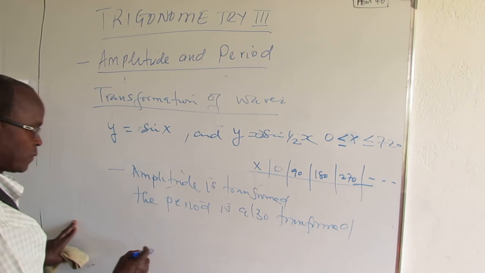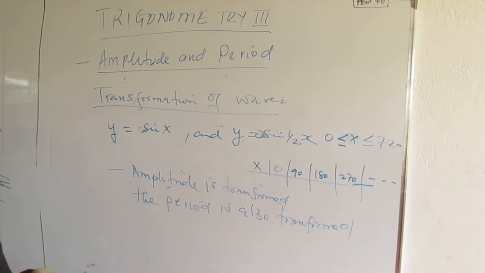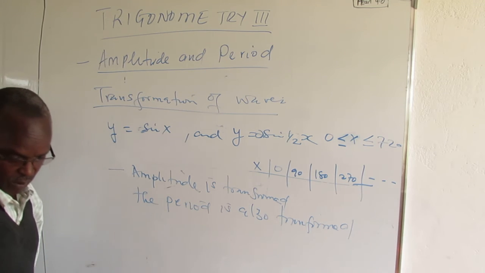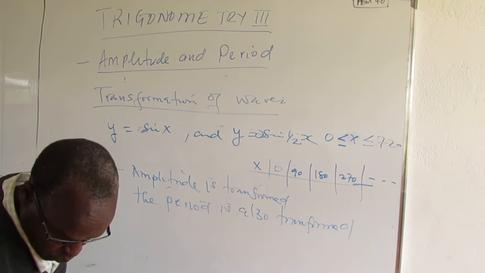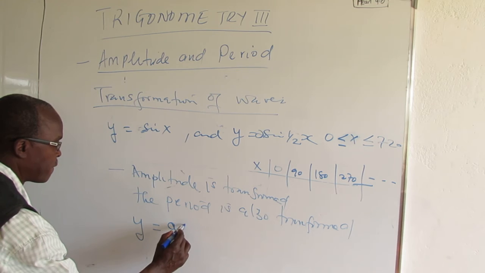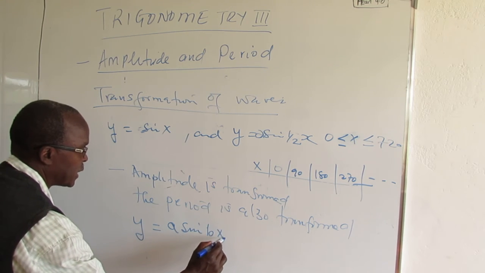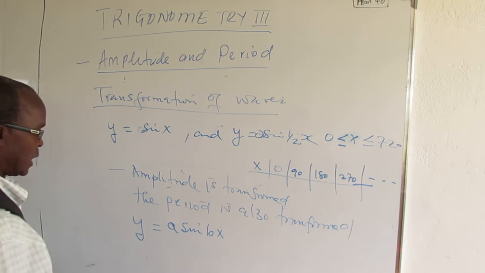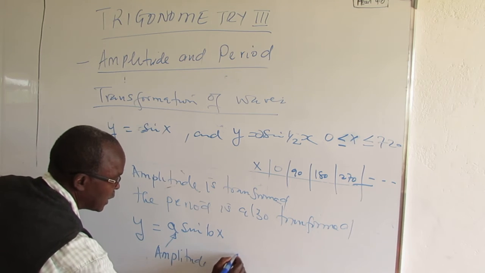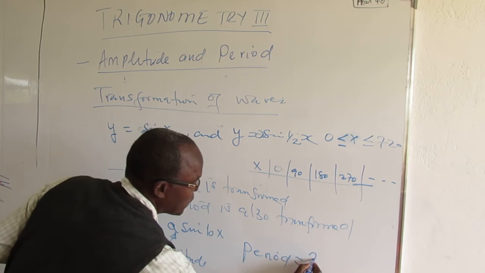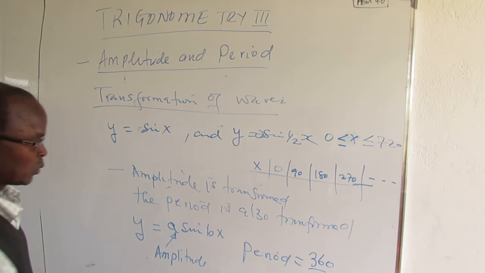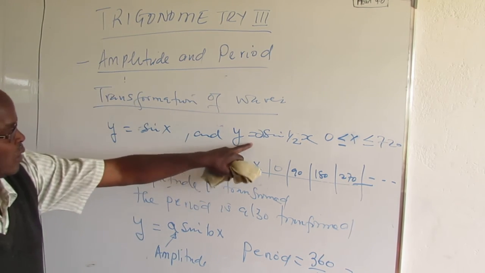So we say the period is when the graph starts at a certain point and then starts repeating itself at that point. Then you say you have got the period of that graph. And from the graph you can write a general formula of y is equal to a sine bx, for example. Then this one will give you the amplitude. Then the period will be equal to 360 divided by b, the coefficient of x.